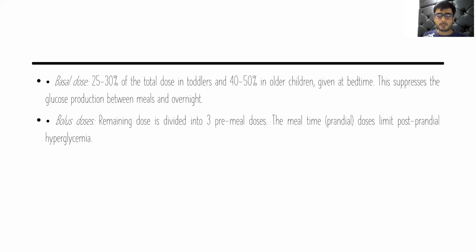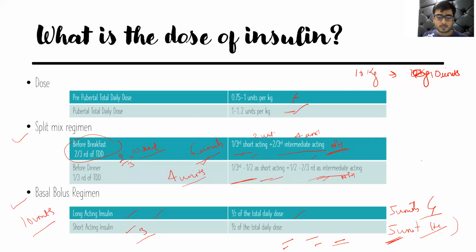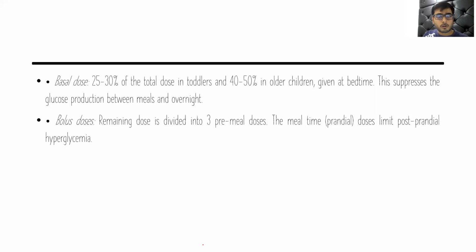And 40 to 50%, that is, half and half doses, is given at bedtime in older children. This changes in toddlers. Instead of half, we use 30%, and the rest, 70%, is given as short-acting insulin, divided into 3 doses in the case of toddlers.